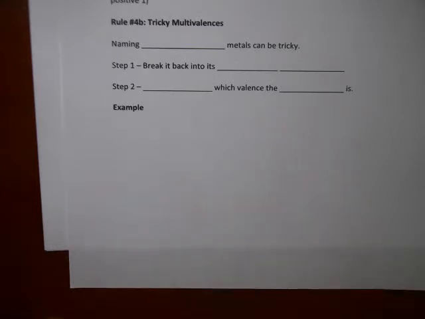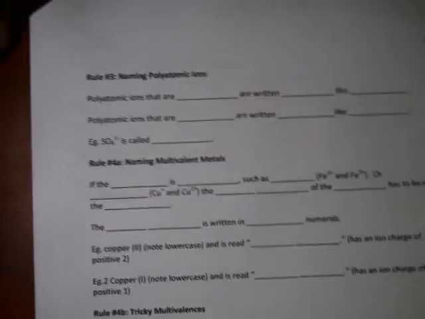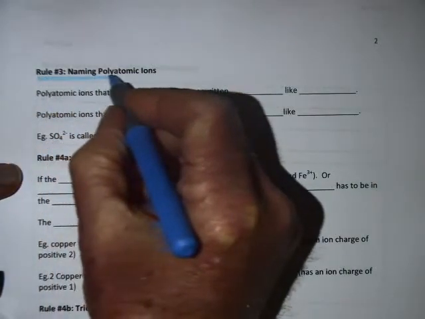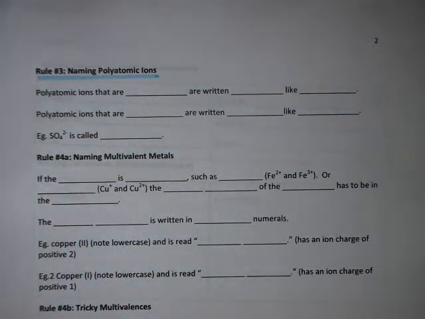Oh, I'm sorry, you can't see that. So I'm going to go all the way up to the top. So this is rule number 3. So this is rule 3, naming polyatomic ions.